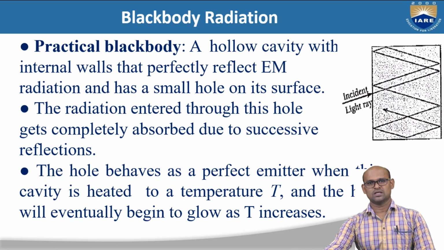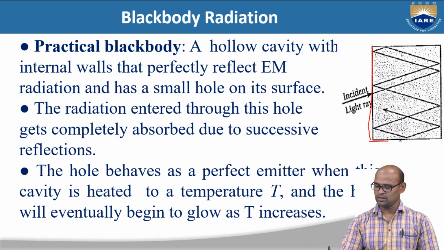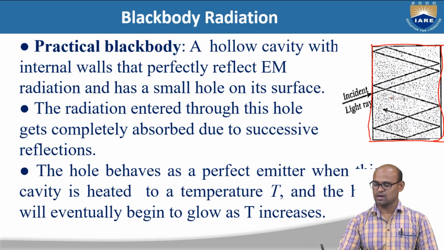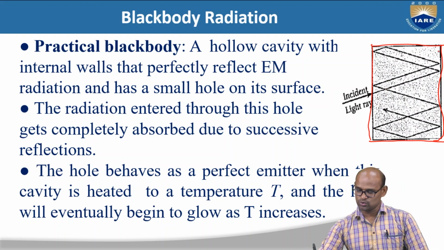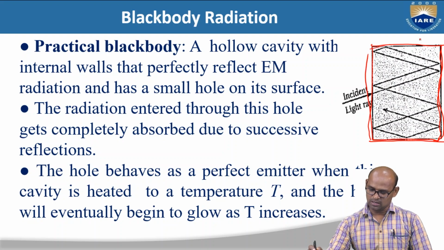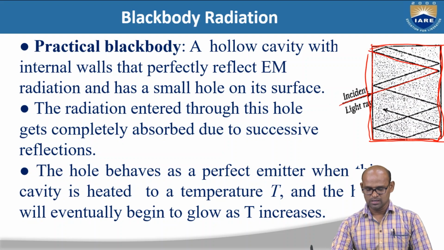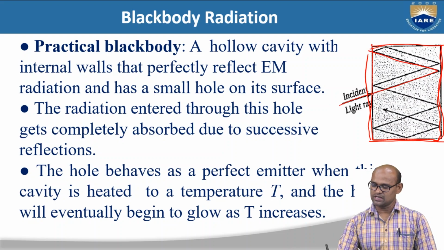So how are we going to construct such a black body? We take a hollow cavity, some material which has free space inside. This is the hollow cavity, with internal walls that perfectly reflect electromagnetic radiation. We make sure the walls of this hollow cavity reflect the radiation, and it has a small hole on the surface.